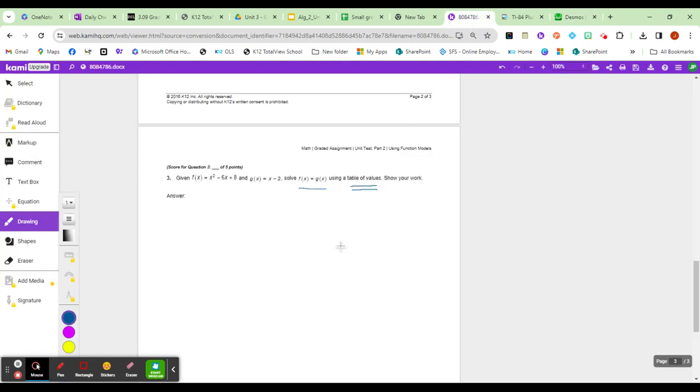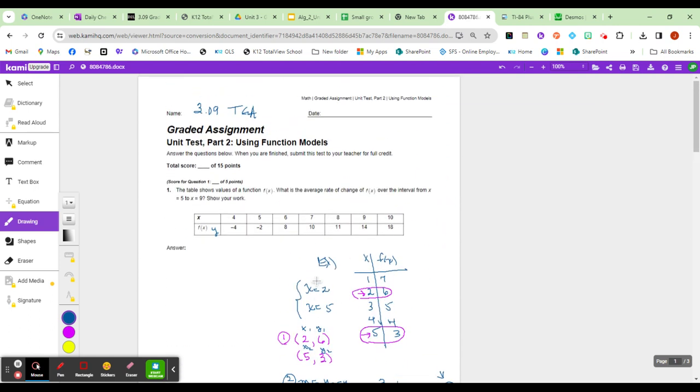You could use your TI-84, but you can't snip something because it's on your calculator, not in your Desmos. All right, hopefully that was helpful. I'll send that out once the video processes.